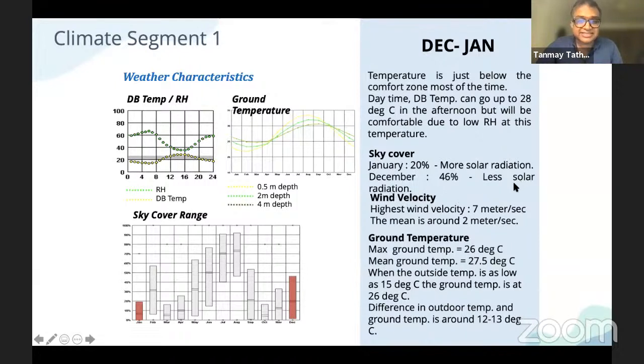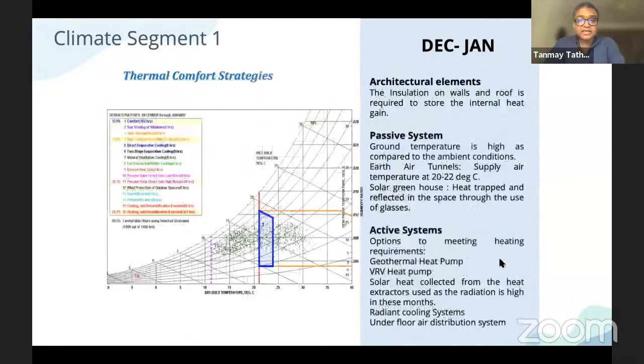In December, there's a little bit of a shade. Wind velocity, I get 7 meters per second. And, you know, mean is around 2 meters a second. This is the ground temperature. So what does it mean?